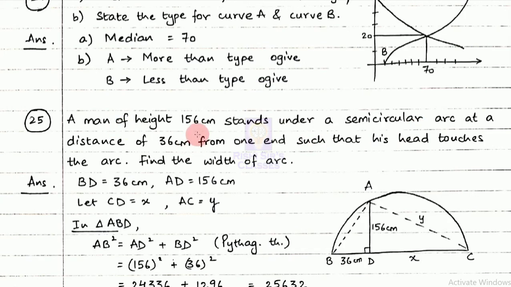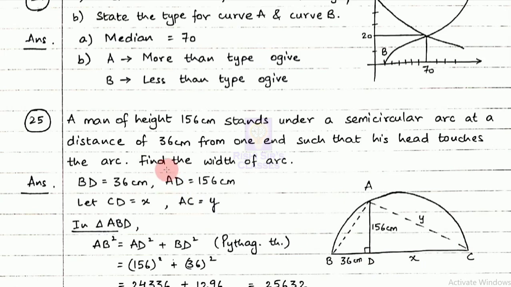A man of height 156 cm stands under a semicircular arc at a distance of 36 cm from one end such that his head touches the arc. Find the width of the arc. In this manner we can draw the figure.